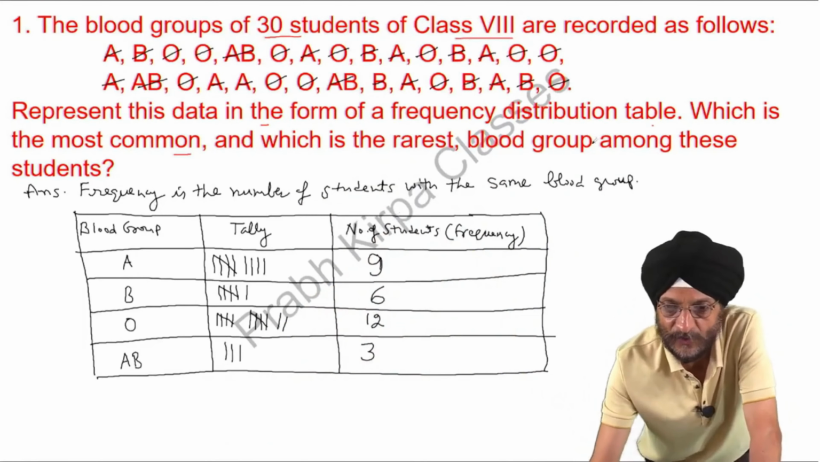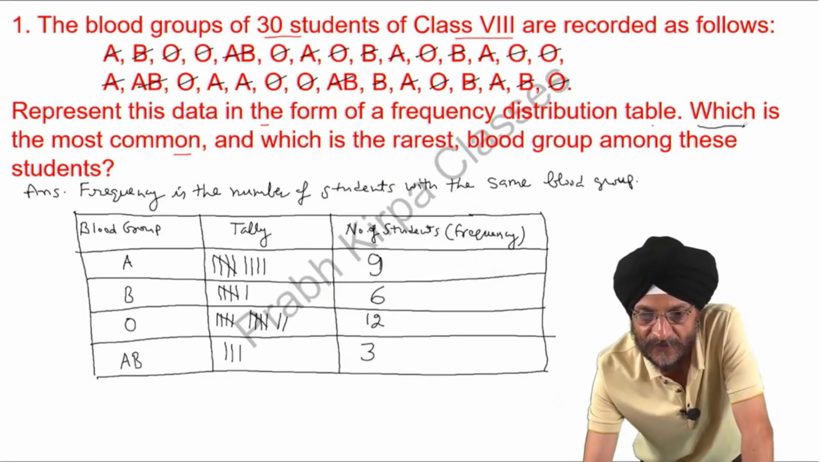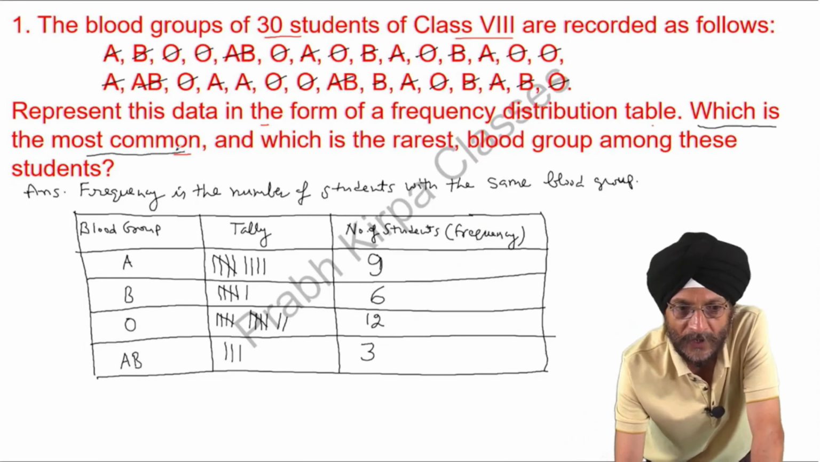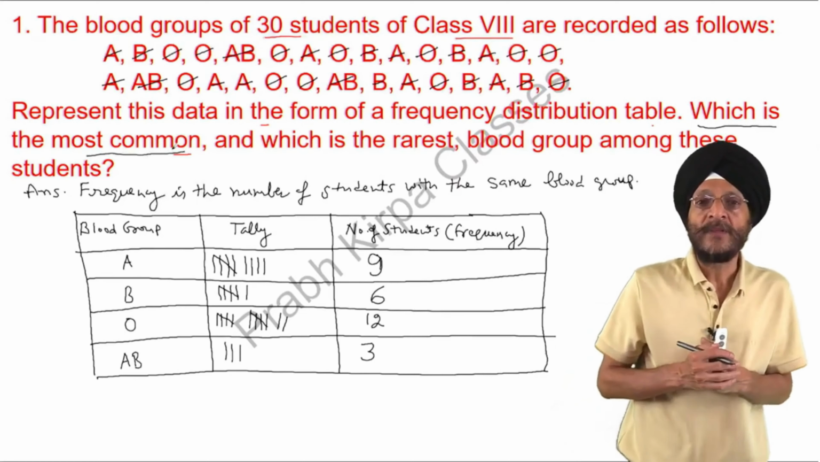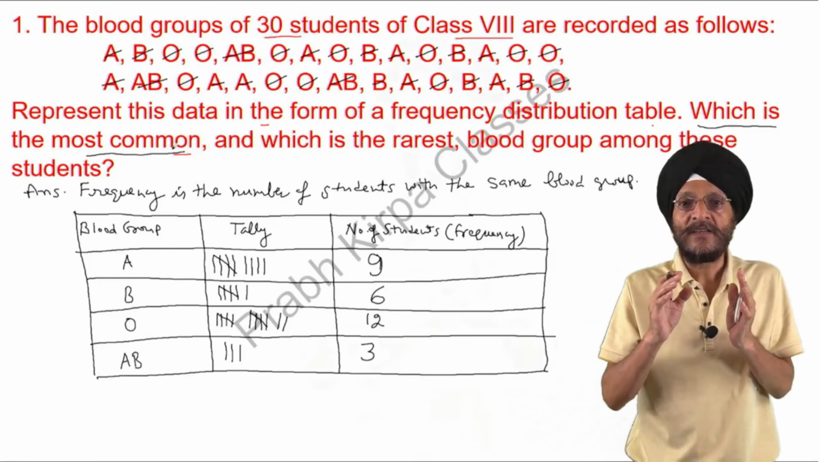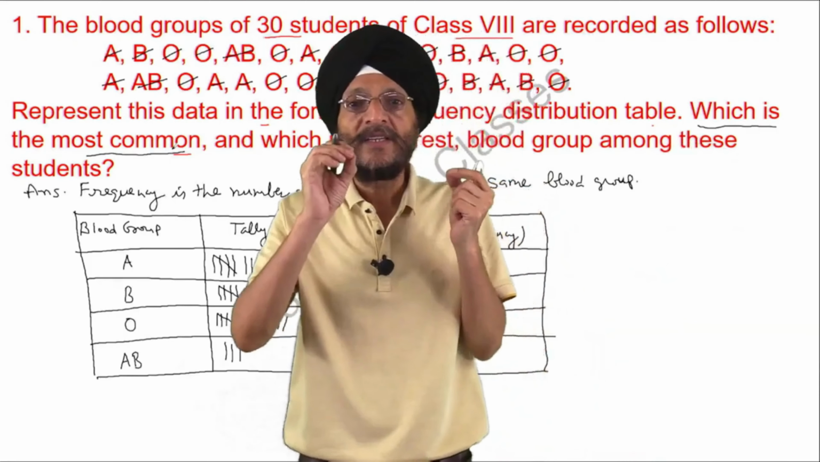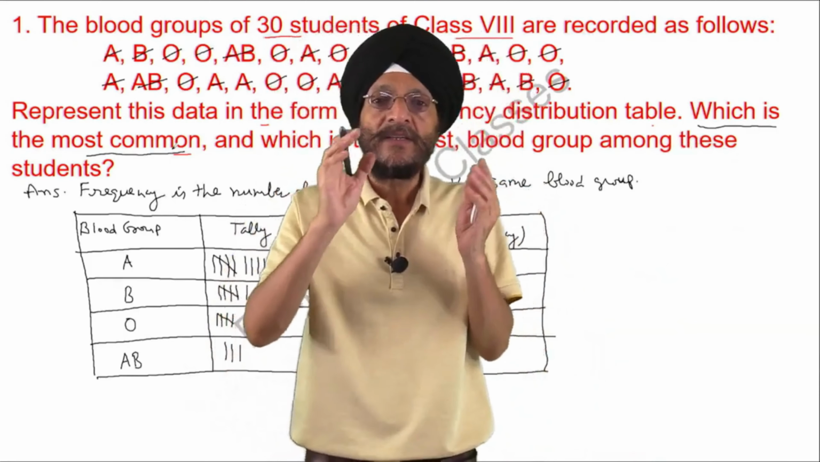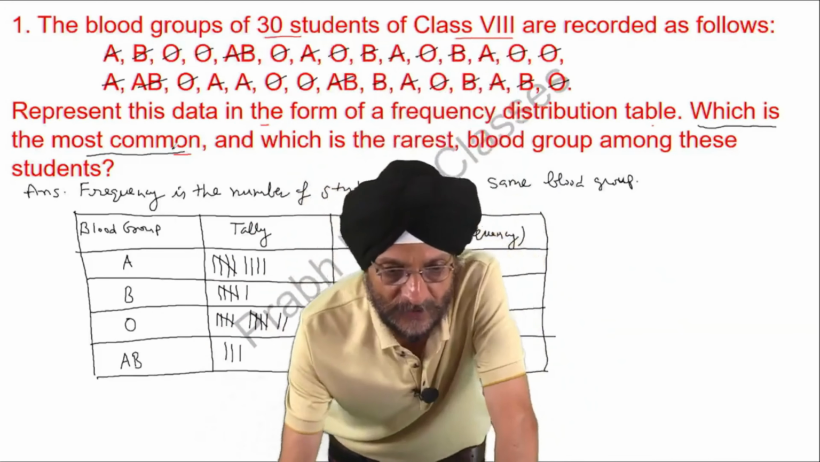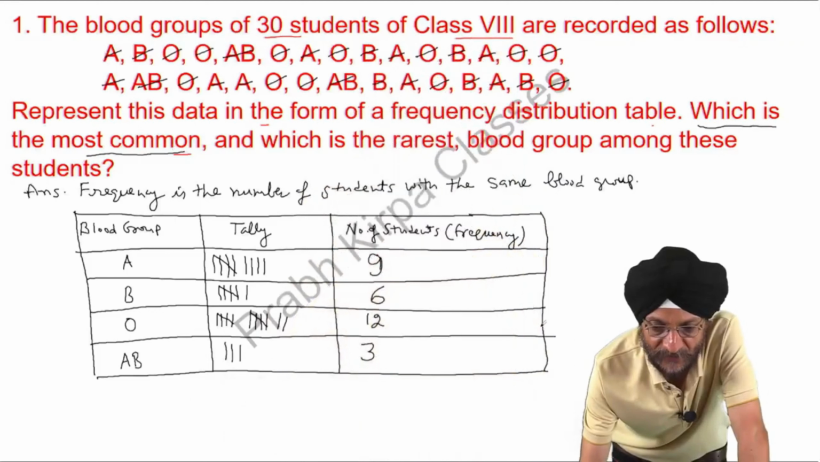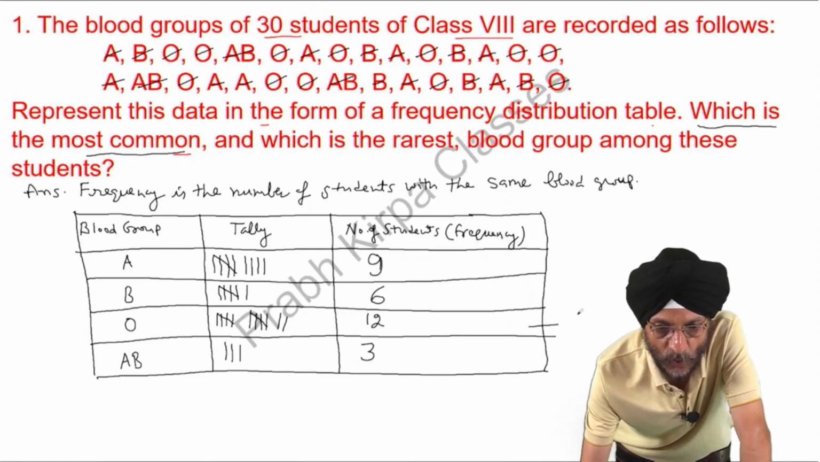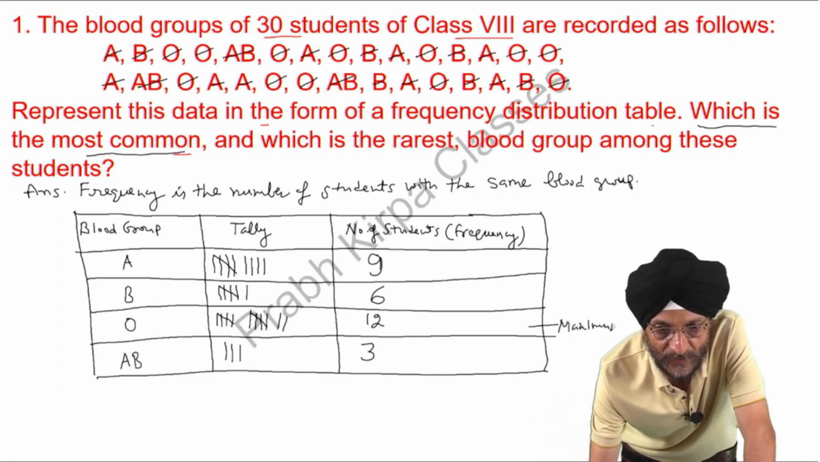Now, what is the another question which is written here? Which is the most common blood group? Most common blood group means the particular blood group having the maximum number of students. The maximum number of students have been found in the case of O. This is the maximum number. This is the minimum or rarest blood group. This is the minimum number.